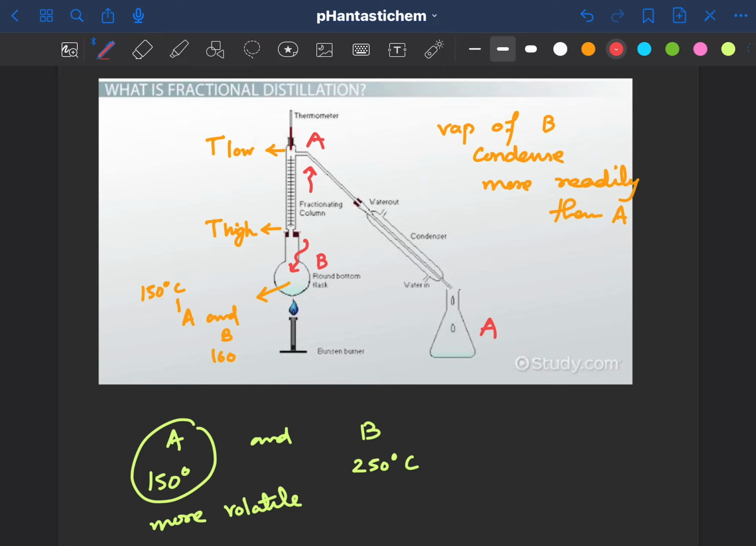So the catch here is that the difference between the boiling points should be small. For those liquids, we can use this technique. And the last technique is steam distillation.